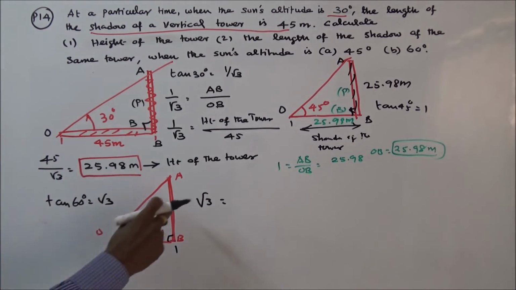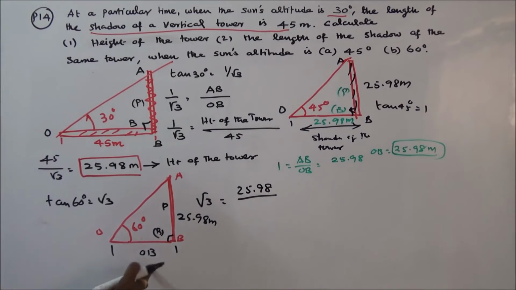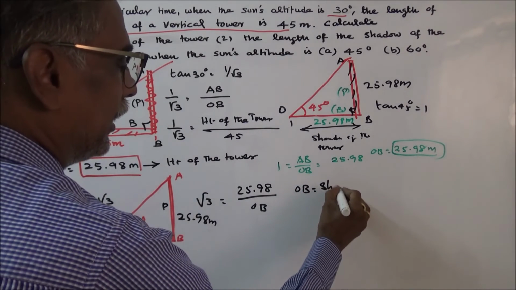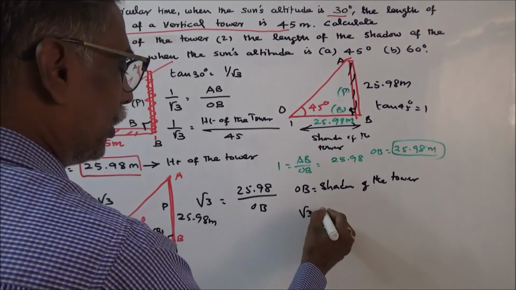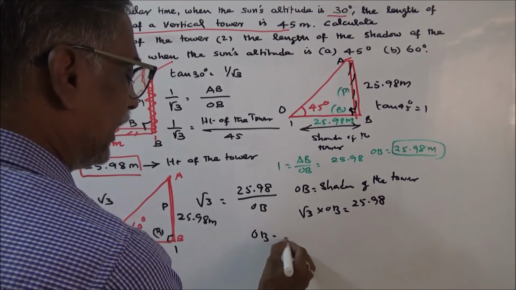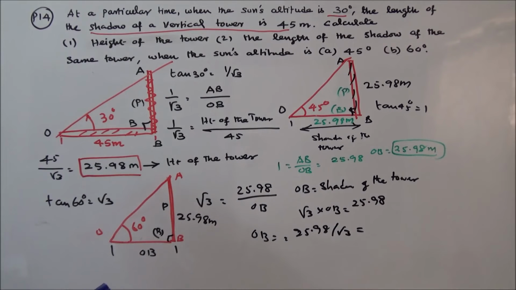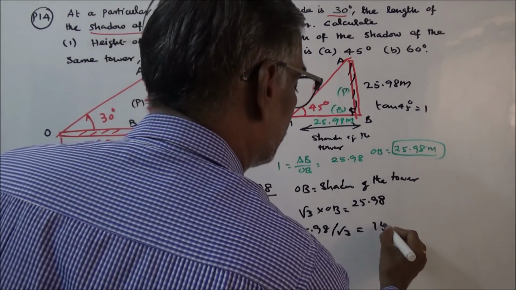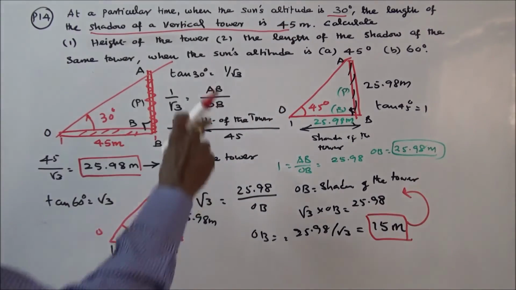So root 3 into base equals perpendicular. The perpendicular, we know the distance, is 25.98 meters. So root 3 into OB is equal to 25.98, where OB is the shadow of the tower. So OB, the shadow of the tower, is equal to 25.98 divided by root 3, which is almost 14.99, about 15 meters. This is the length of the shadow when the sun's altitude is 60 degrees.